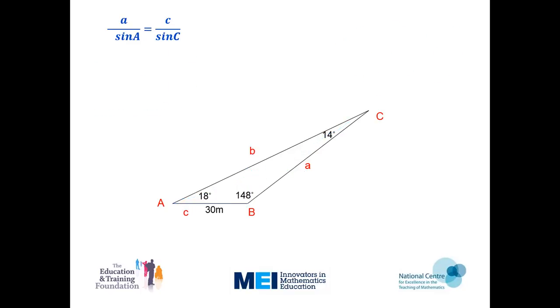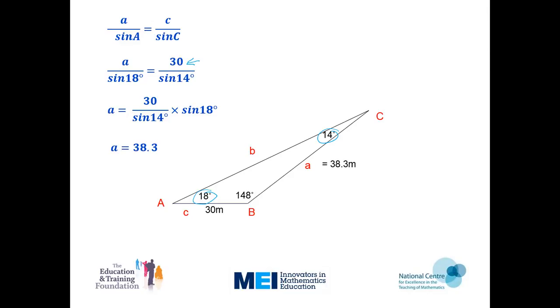And to do that, all I need to do is put in everything I know. So instead of C, I'm going to put in that 30. Instead of sine A, it's sine 18 degrees. Instead of sine C, it's sine 14 degrees. And a little bit of rearrangement, take that sine 18 up to the other side, gives me A is 30 over sine 14 times sine 18. Put that in the calculator. A will be 38.3. So I'll put that in and I'll just add my metres because it was a height we were talking about.